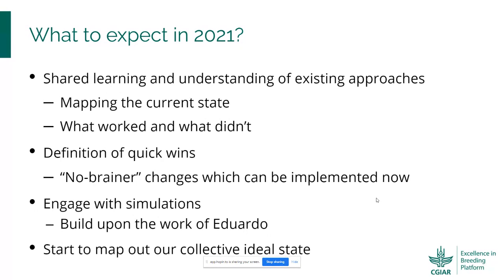And really to try and articulate within the programs what has been working very well and what hasn't been working very well. To look at some of the definitions of quick wins, some of the no-brainer changes which can be implemented now. Again, looking at things like selecting the most elite recurrent parents we possibly can, rather than diluting that effort by selection of a parent that might be great for a trait mapping approach, but really isn't great for germplasm development activities. So trying to work out how we best separate those things and provide some early win guidelines.